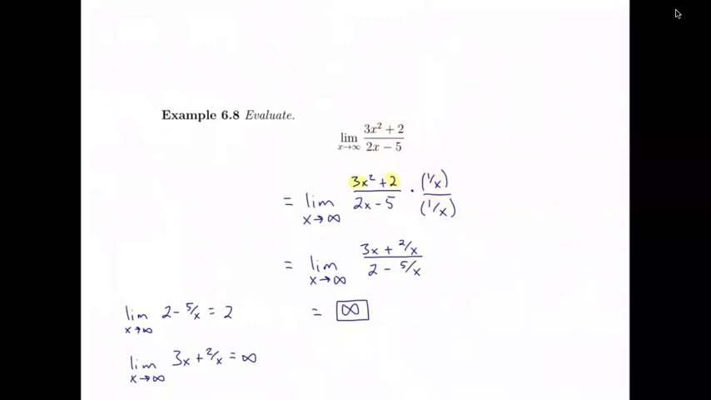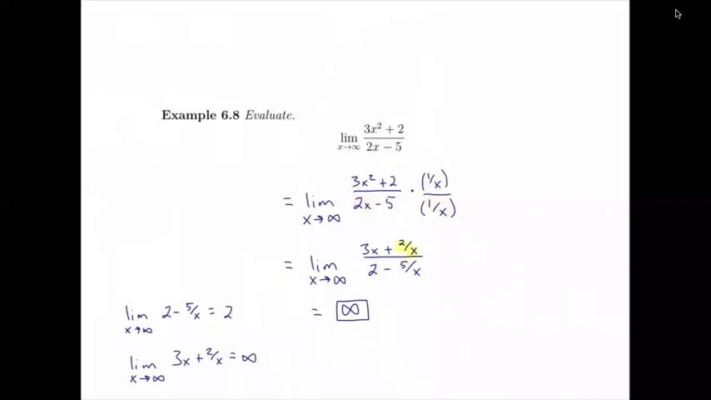So I have 3x squared times 1 over x is 3x. 2 times 1 over x is just 2 over x. And then on the bottom, I have 1 over x times 2x, so I get 2. Then I have 1 over x times -5, it's -5 over x. Remember to distribute correctly. And what we arrive at is something we can more easily take the limit of.